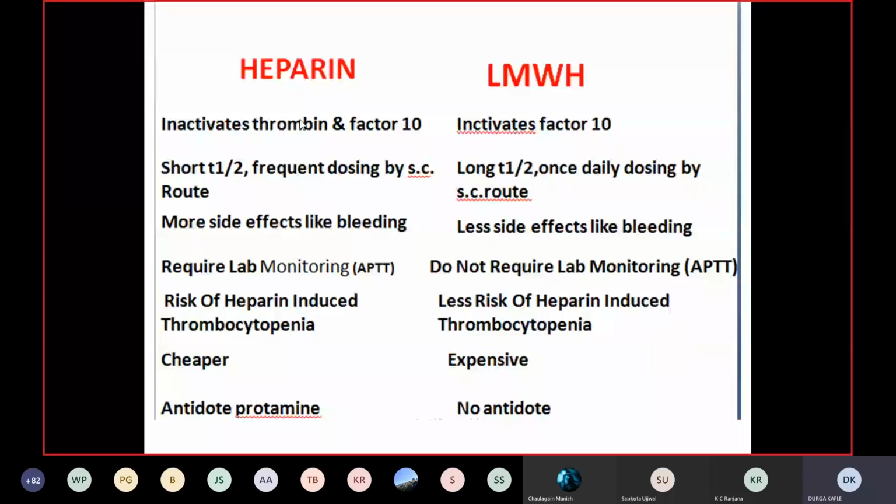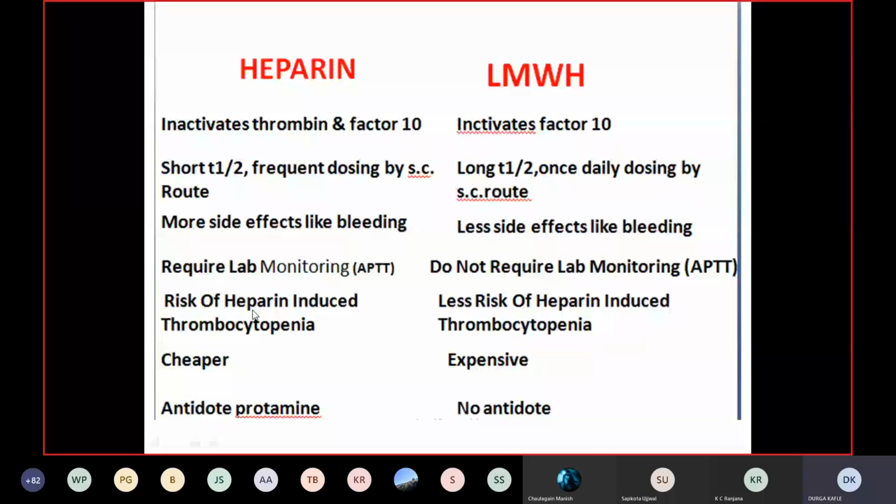Heparin has a short half-life and requires frequent dosing by the subcutaneous route. But low molecular weight heparin has a long elimination half-life, so once daily dosing is sufficient. Heparin has more side effects like bleeding, and low molecular weight heparin has fewer side effects. Heparin requires lab monitoring: APTT levels should be monitored repeatedly during heparin therapy, but it is not required in the case of low molecular weight heparin therapy.